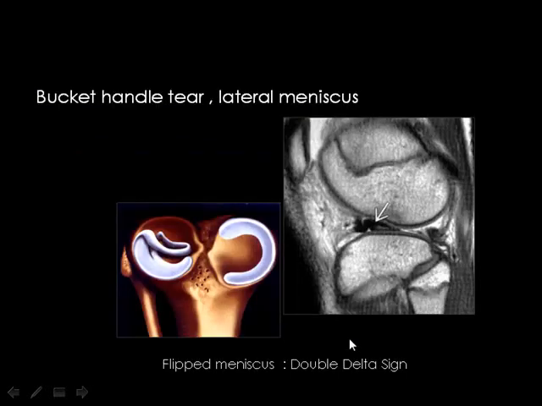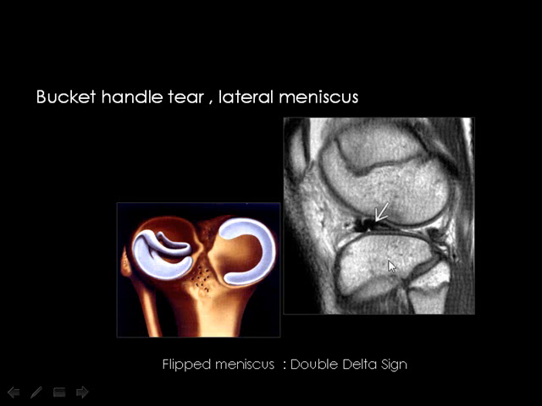Okay? The bucket handle tear can occur also on the lateral aspect, in the lateral meniscus, and the appearance is different from the medial meniscus. In the lateral meniscus bucket handle tear, you see this appearance. The posterior horn is no more at its site. It is displaced anteriorly.